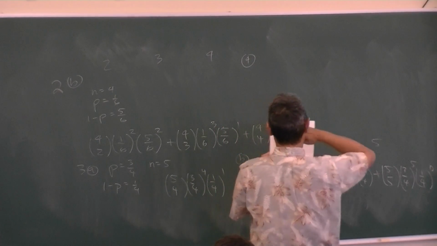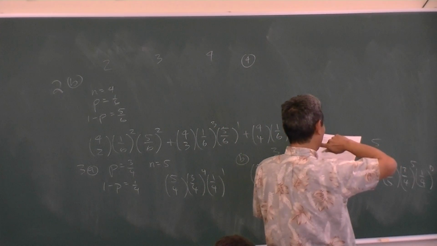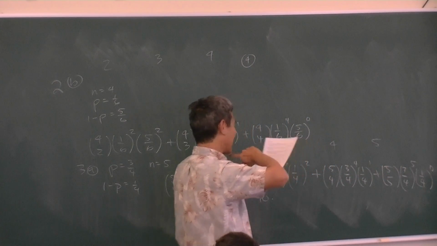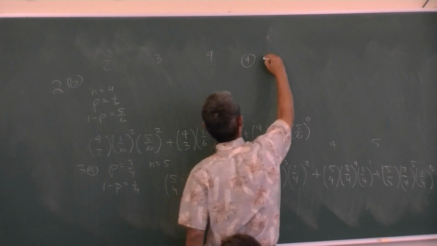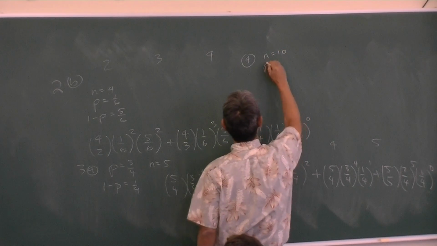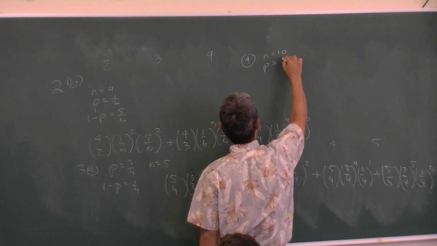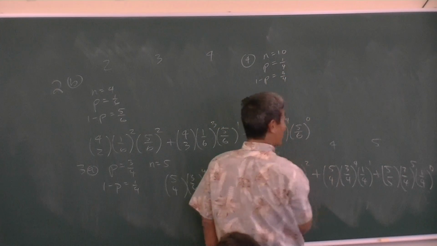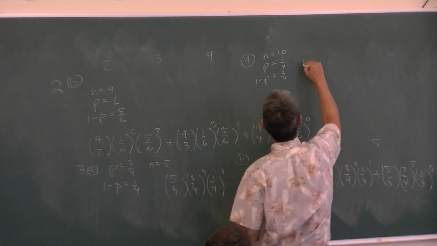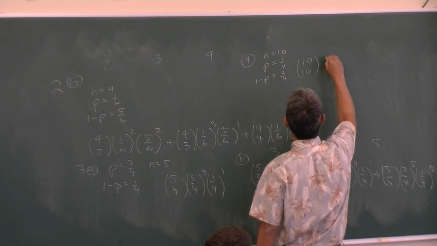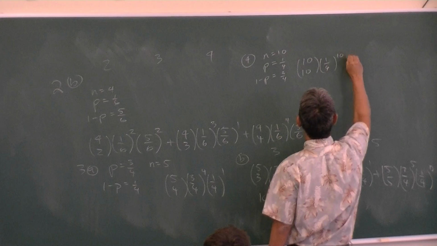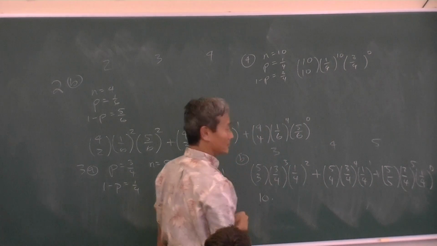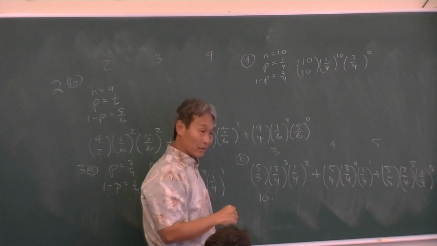A quiz has 10 multiple choice questions, each with 4 choices. If you guess at each question, find the probability of getting all 10 correct. So, we're doing it 10 times. What's the probability of success? 1/4. What's the probability of failure? 3/4. And then we want 10 successes. So, 10 choose 10, 1/4 to the 10, 3/4 to the 0. And what happened with that one?